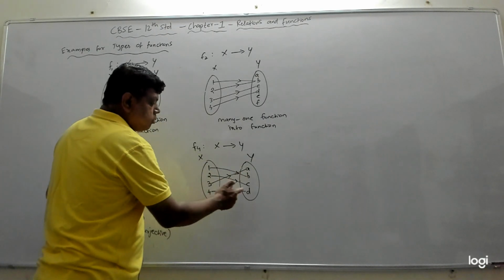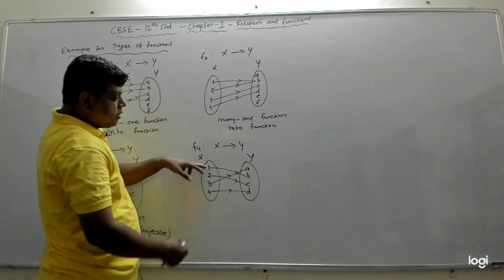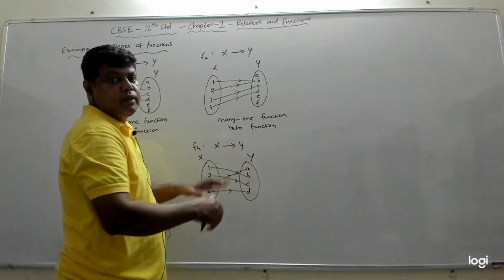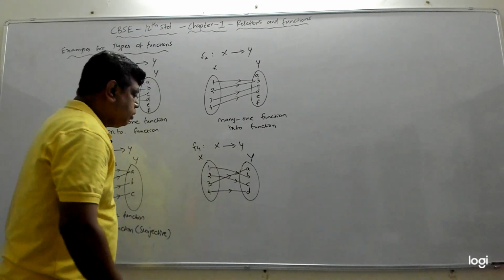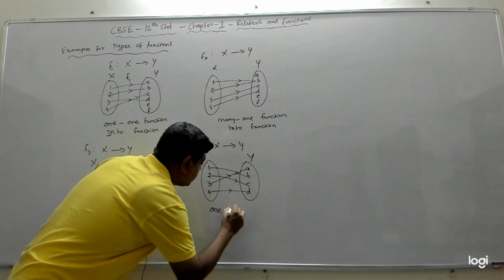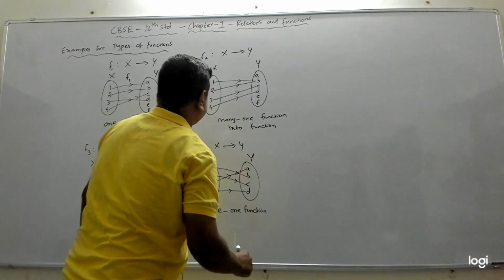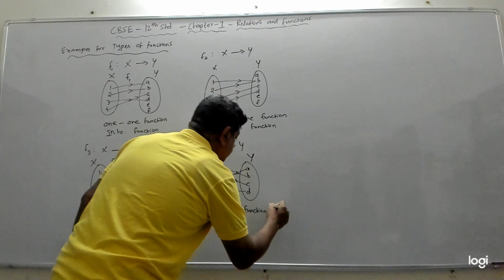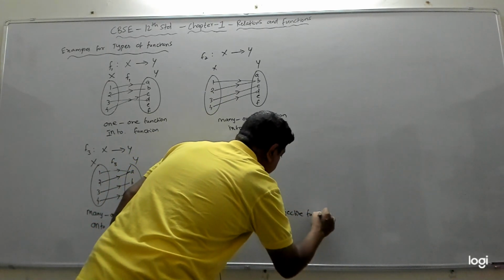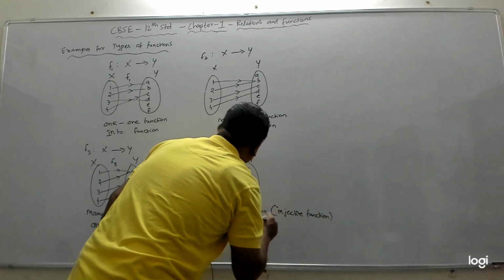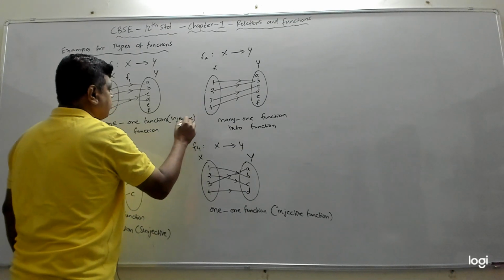Similarly 4 goes to D. So no two elements go to the same element here. When two different elements in X have two different images in Y, then it is one-to-one. So it is a one-to-one function. It is also called an injective function. Injective is another name for one-to-one.